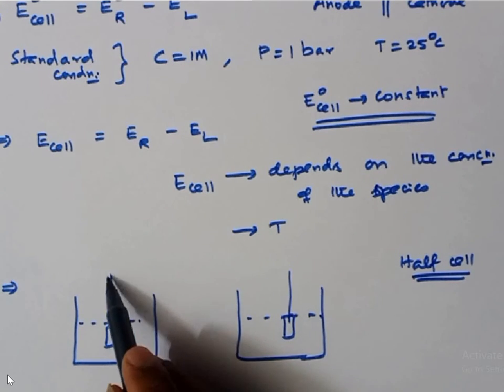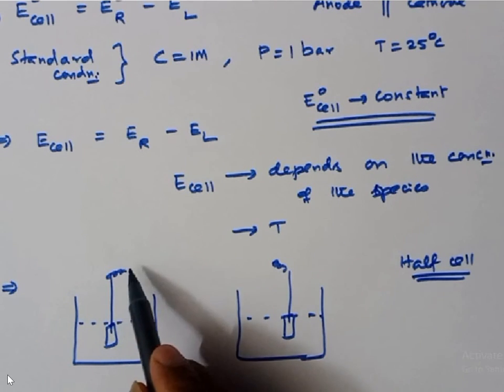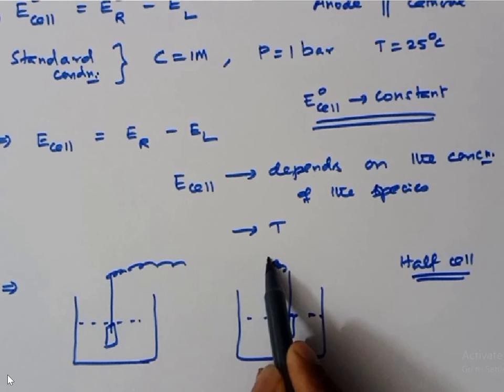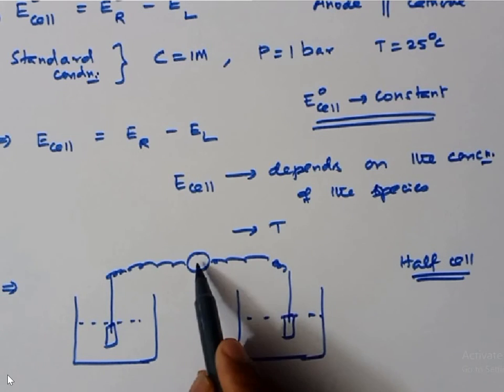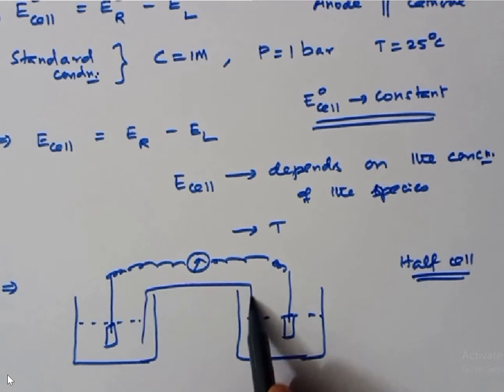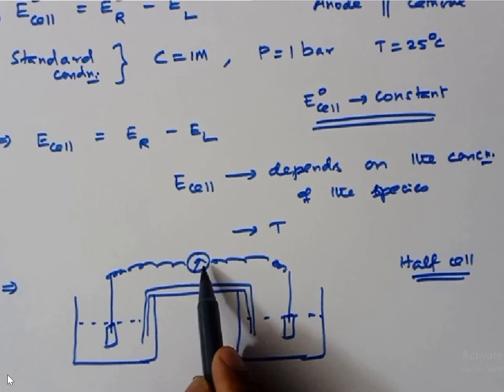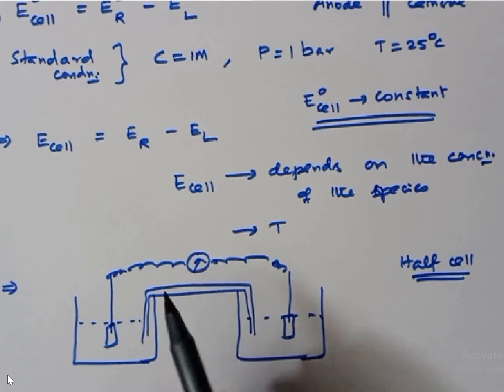Then you know very well some potential is developed here. Suppose we connect these two through a digital voltmeter, and I connect the solutions through a salt bridge. Students, observe carefully. Whatever potential is produced or appears here is nothing but the cell potential.